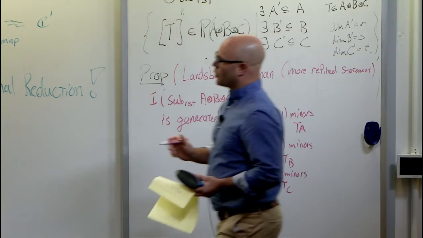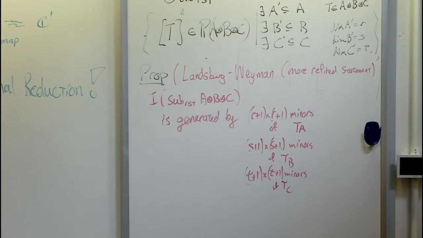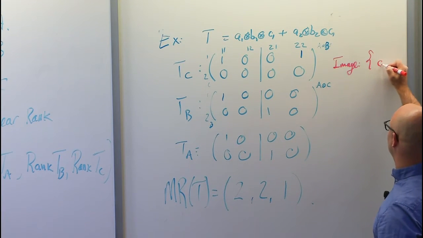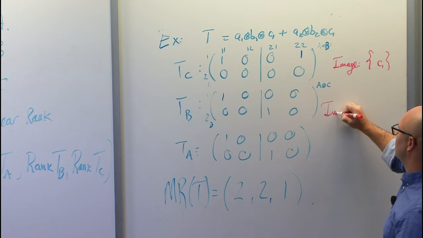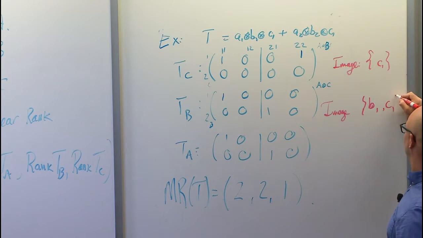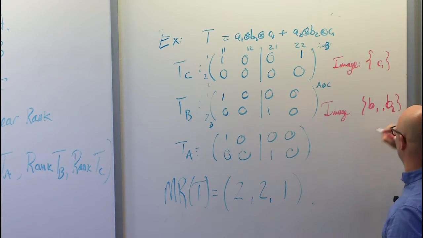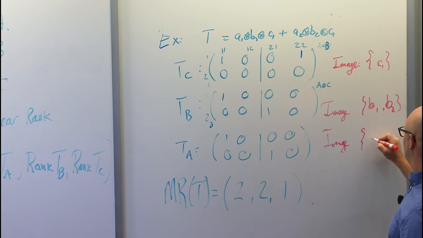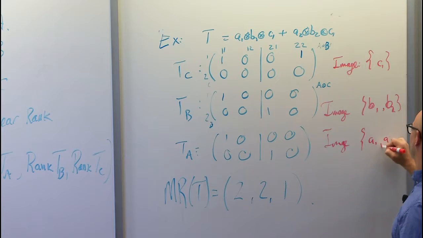Okay, I want to do one more thing with this tensor here. What's the image? Well, the image of TC is just the linear span of C1. The image of TB is B1 and B2, sorry. And then the image of TA is A1 and A2.